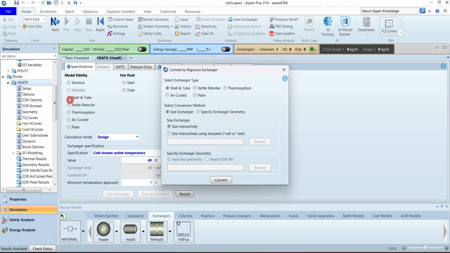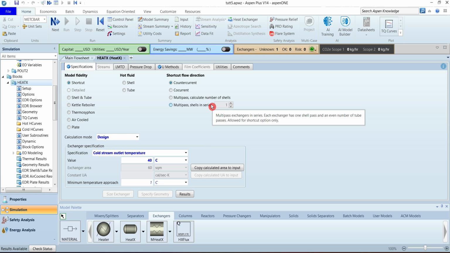Or the other option is we can separately open the EDR interface and call this simulation in the EDR as a baseline. So these are two different options. The first option is shifting from the shortcut option to this shell and tube model fidelity, and the other option is directly opening the EDR interface. Personally, I prefer to work in the EDR interface because that gives more liberty to play with. So let's open exchanger design and rating.